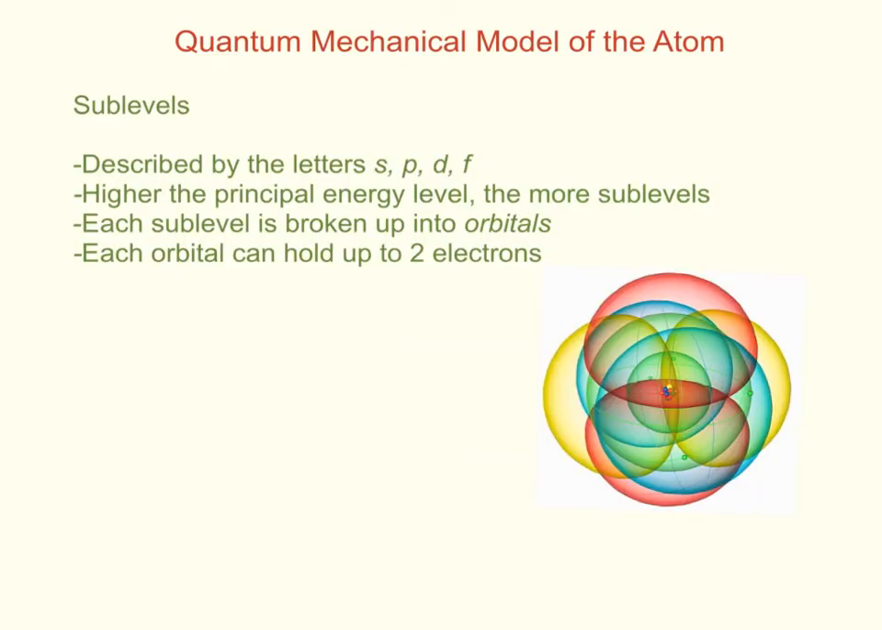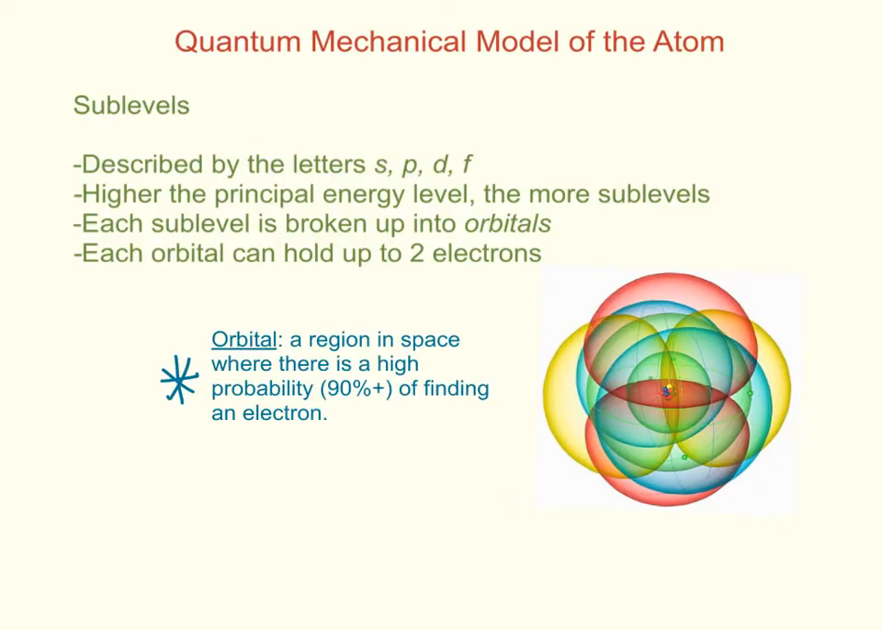So now this is where it gets a little bit tricky. Each of our principal energy levels is broken down further into sublevels. And our sublevels are described by the letters s, p, d, and f. And those sublevels are then broken up into orbitals. And remember, orbitals are a region in space where there's a high probability of finding an electron, an over 90% probability of finding an electron in those orbitals, in those electron clouds. And each of those orbitals can hold up to 2 electrons.